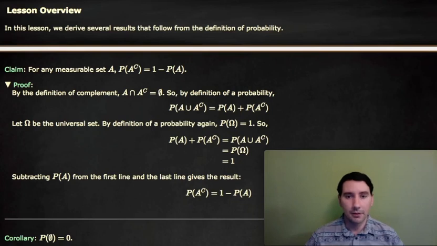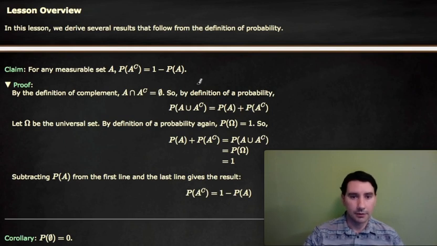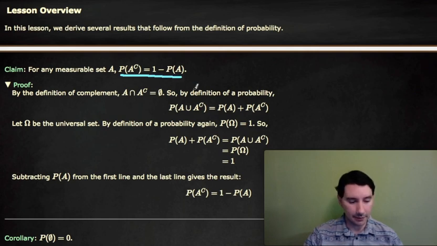We're going to talk about some of the fundamental results that follow immediately from the definition of probability. So first, for any measurable set, the probability of A complement is equal to 1 minus the probability of A. And to do this, we're just going to use rules from set theory and the definition of probability.